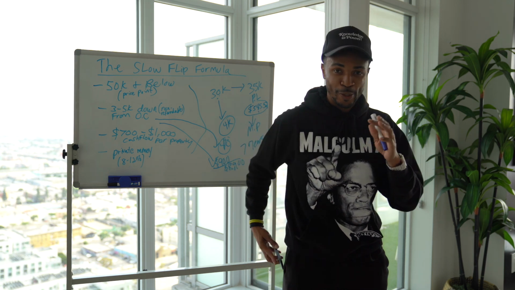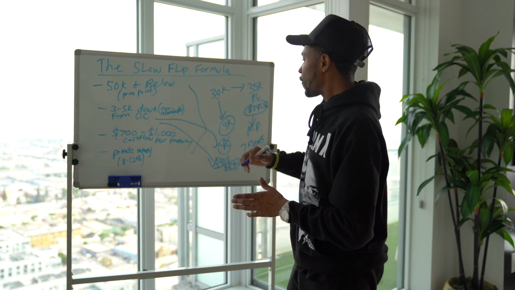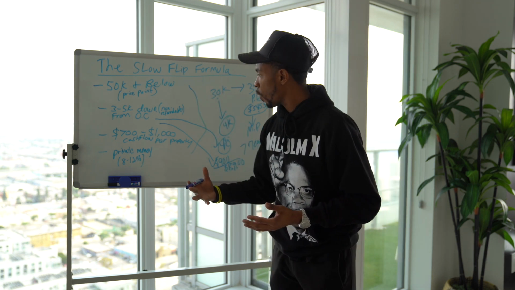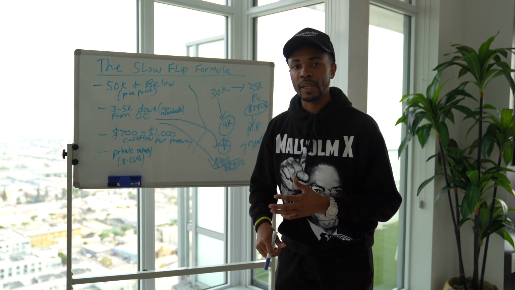Crazy. Like, I'm just blown away. All right. Anyway, so with that being said, this is usually the formula, okay? I usually borrow private money at 8 to 12%.